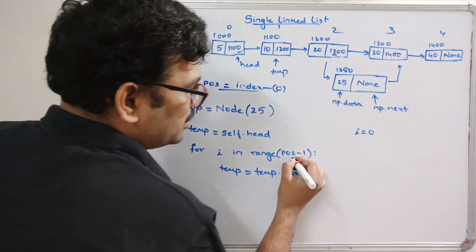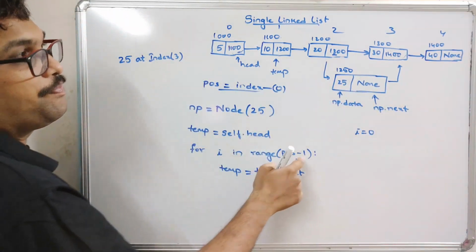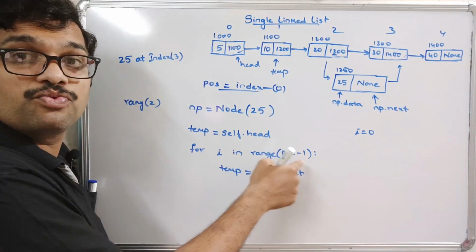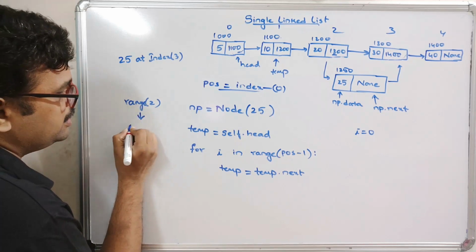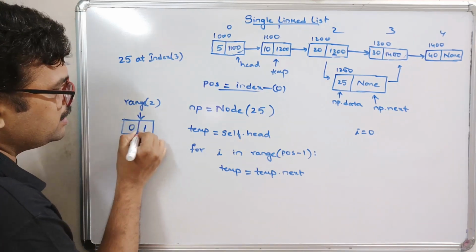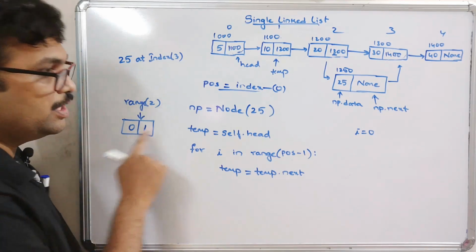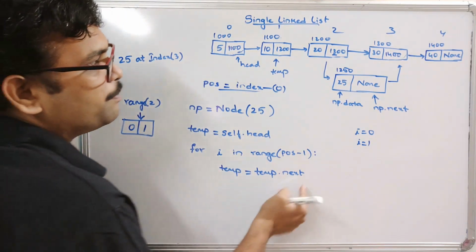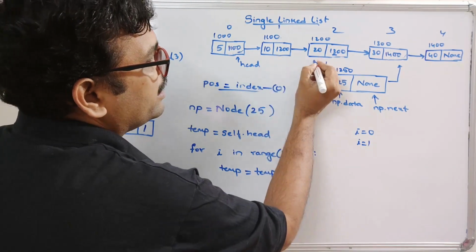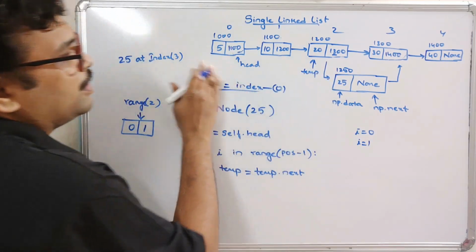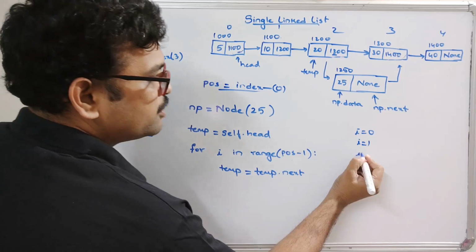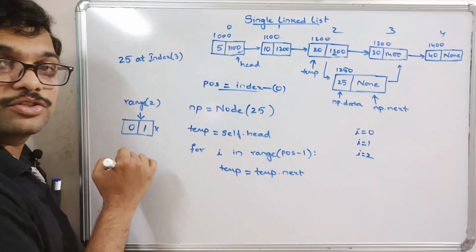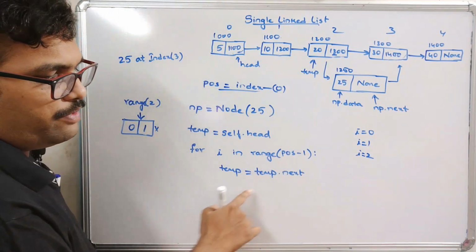Again, see here the position is 3. So range of 2, because position -1. So that means 0, 1. So the last index should be excluded. 0 we have changed it to here, and whenever i is equal to 1, again temp is equal to temp dot next. So now again the temp becomes here, right? So next i becomes 2. So here range of 2, position minus 1, range of 2. So stop. It will come out from the loop.